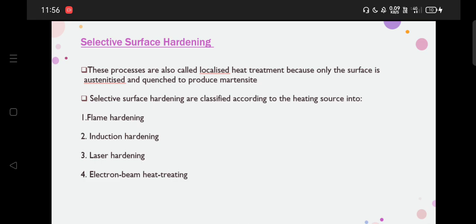Next one is induction hardening. In induction hardening, the steel part is placed inside an electrical coil which has alternating current through it. This energizes the steel part and heats it up. Depending on the frequency and amperage, the rate of the heating as well as the depth of the heating can be controlled. Hence, this is well suited for the surface heat treatment. The details of the heat treatment are similar to flame hardening.